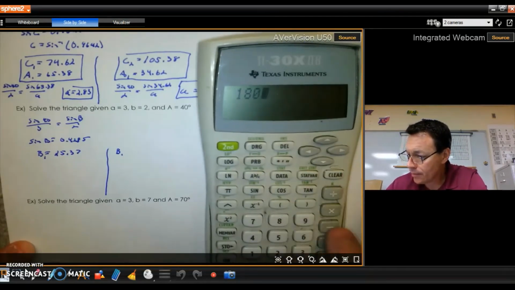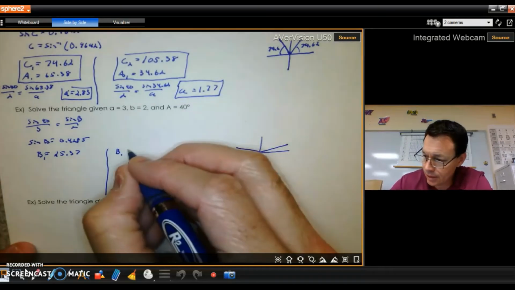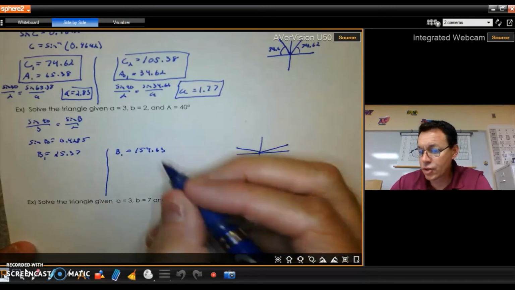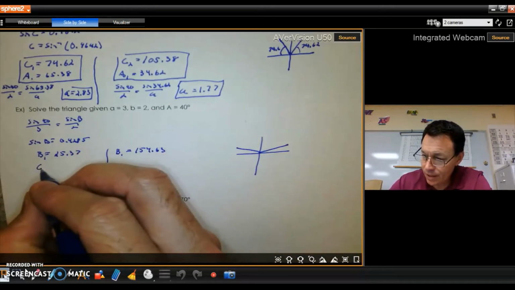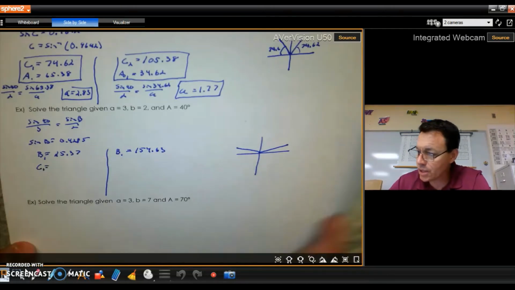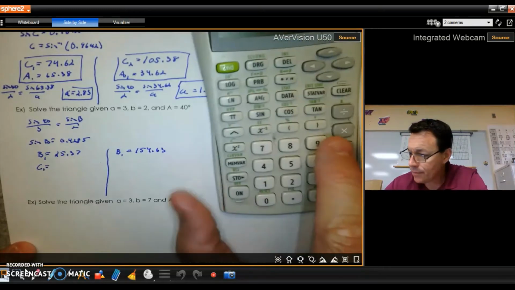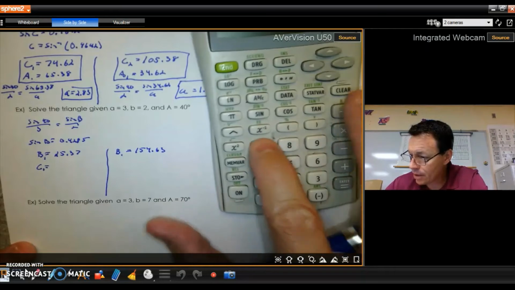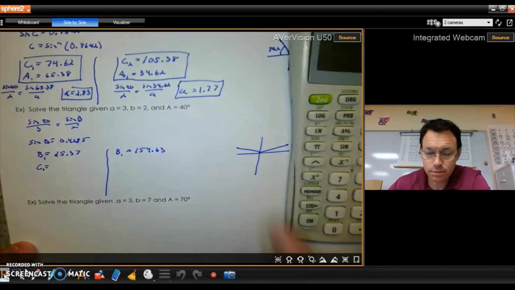So 180 minus 25.37. And that's going to be 154.63. All right, 154.63. All right, so I've got two possibilities. They gave me angle A, I found angle B, so now I could find the angle C that goes with this one. So 180 minus 40 minus 25.37. And that's 114.63.